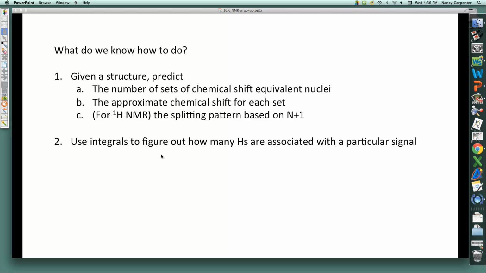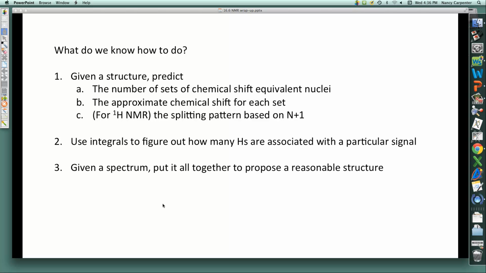Another thing we should be able to do by now is, given integral values, figure out how many hydrogens are associated with a particular set of signals. And then flipping everything on its head, if I have a spectrum of some mystery compound, I've run upstairs and taken an NMR, how do I pull that all together and decide just what that mystery compound is? What reasonable structure will fit the NMR data? So we already know how to do a whole lot. So why don't we just stop here? It's hard enough as it is.